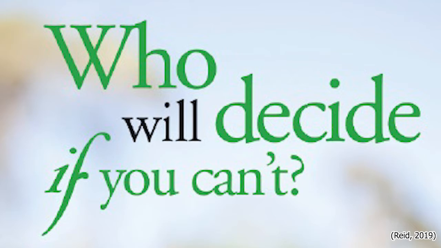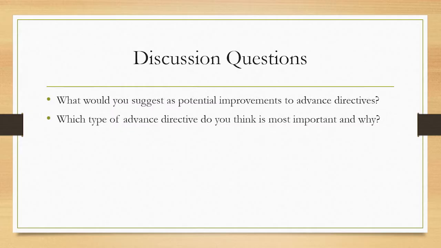Advanced directives document end-of-life treatment wishes, designate surrogate decision makers, and promote discussion regarding patient wishes. This randomized trial shows that barriers to completing advanced directives can be removed and their benefits can be made accessible to all. Our discussion questions are: what would you suggest as potential improvements to advanced directives? And which type of advanced directive do you think is most important and why?